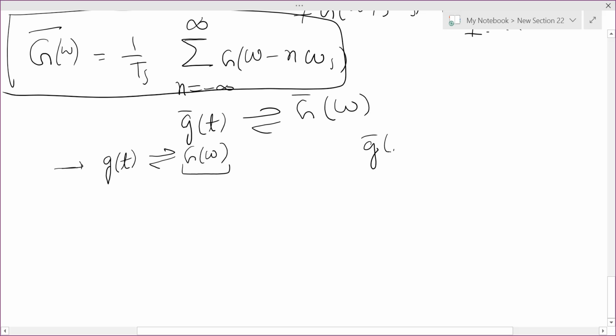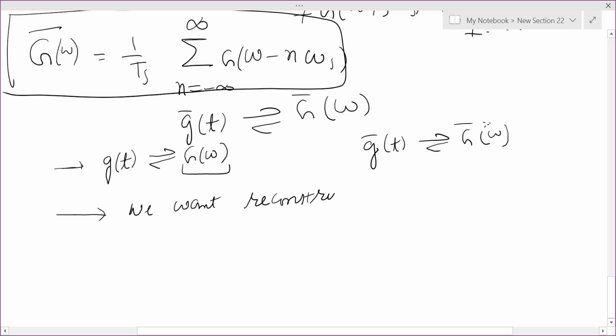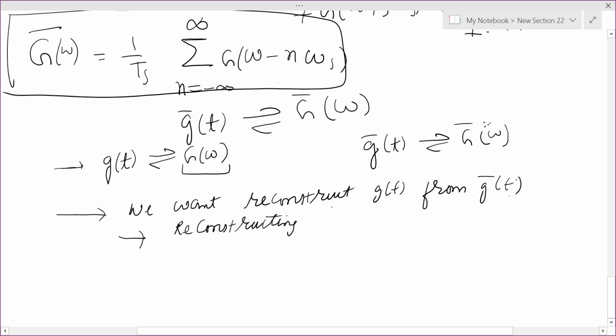Now the sampled signal is g bar of t. Its Fourier transform is capital G bar of omega. So we want to reconstruct g of t from g bar of t. In frequency domain, it is equivalent to reconstructing g of omega from g bar of omega.